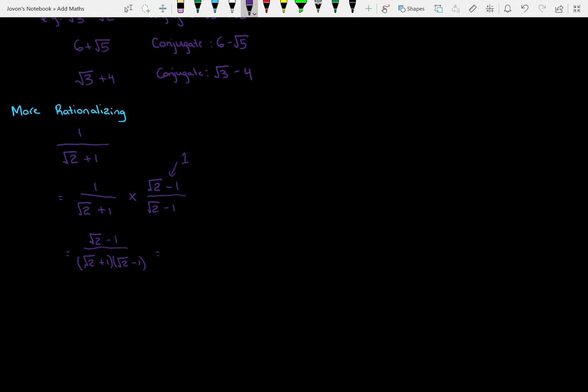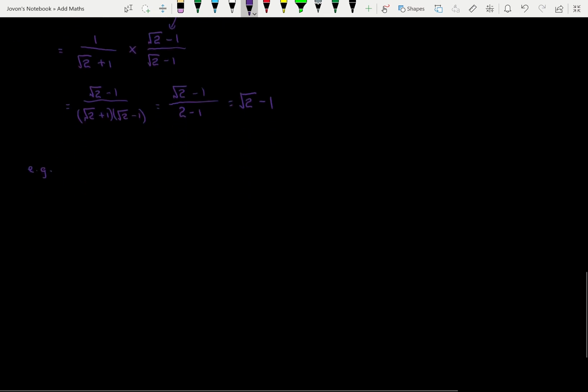Okay, this is root 2 minus 1 all over. Again, remember how the result when you multiply a surd by its conjugate, you would just get 2 minus 1, which is really just equal to root 2 minus 1. Okay, and that was it for this question. Another example now is I'll show you how we have it in a different way now.